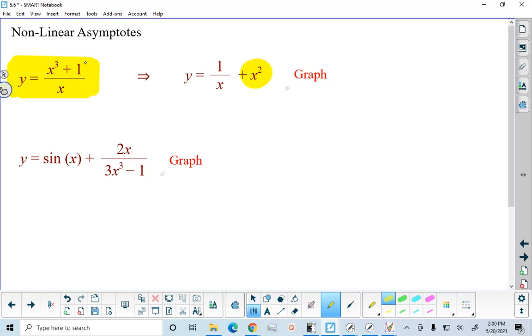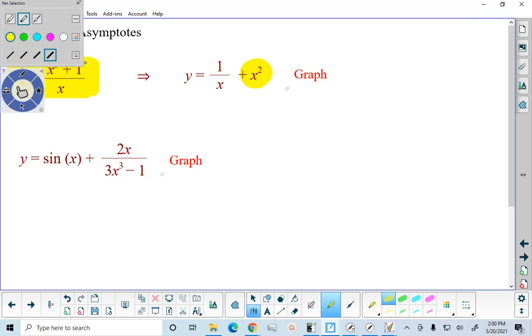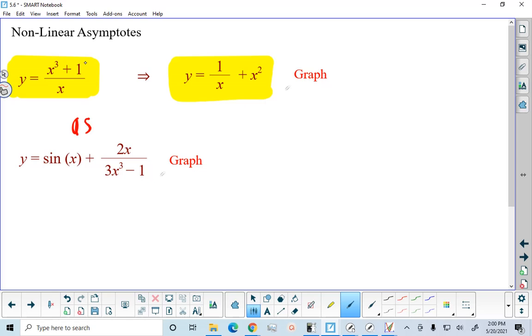Now just look at this function. I'm telling you that these two things are the same, okay? So as x approaches infinity, y will approach x squared. As x approaches infinity, y is going to approach x squared because 1 over x will get smaller and smaller and smaller. So let's take a look at the graph.